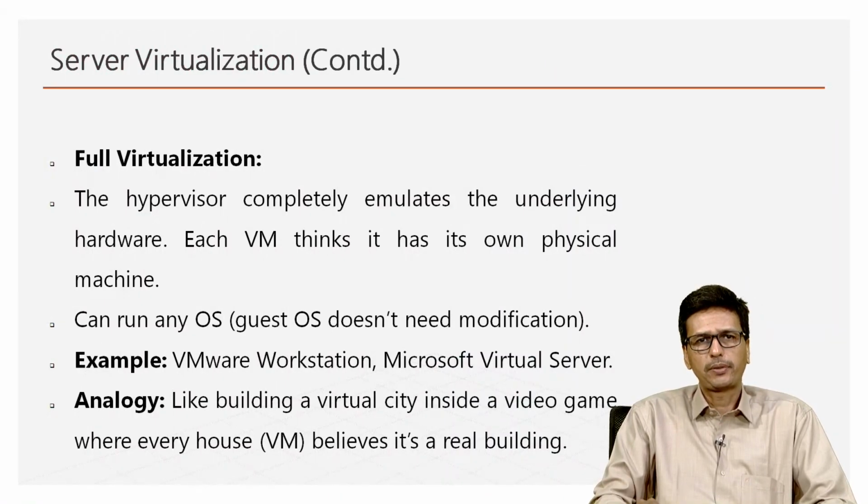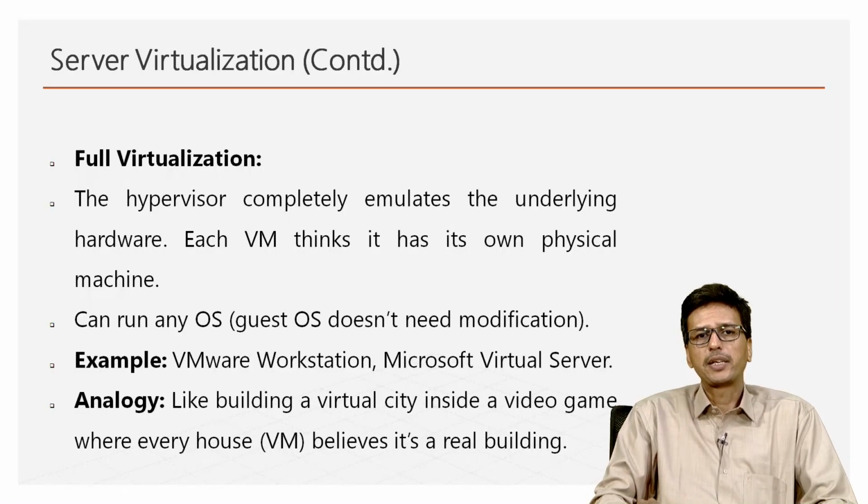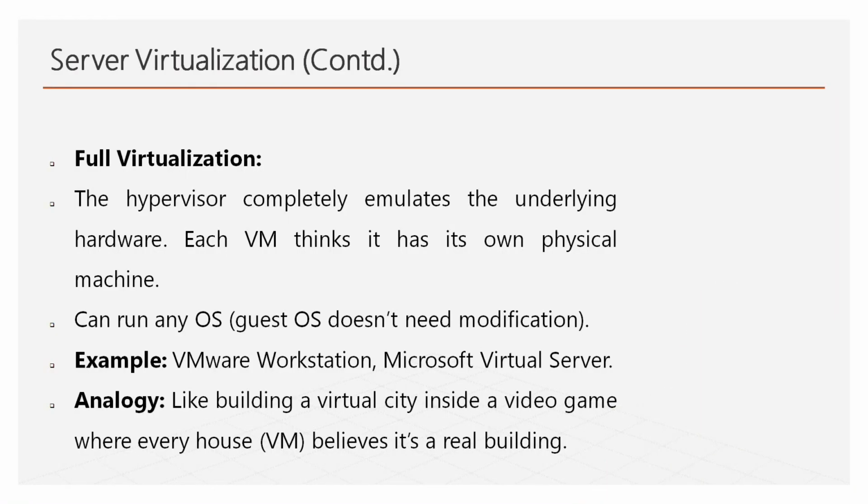Full virtualization. So what happens here? The hypervisor completely emulates the underlying hardware. Each virtual machine thinks it has its own physical machine. So the end user cannot identify that he or she is working on a virtualized machine. He or she has the illusion that they have separate resources, their own resources, that they are working upon. That is the beauty of full virtualization.